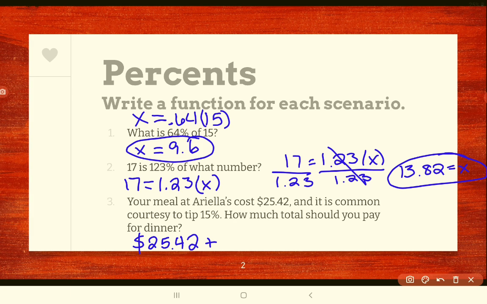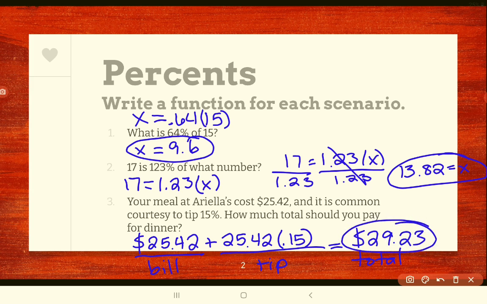So how do I find a tip? Well, if I want 15% of my bill, then I'm going to take that $25.42 and multiply it by 15%, which is 0.15 as a decimal. So this first part is my bill. The second part is my tip. I add those together to get the total. So I grab my calculator and I type in 25.42 plus 25.42 times 0.15, and I get 29.23.